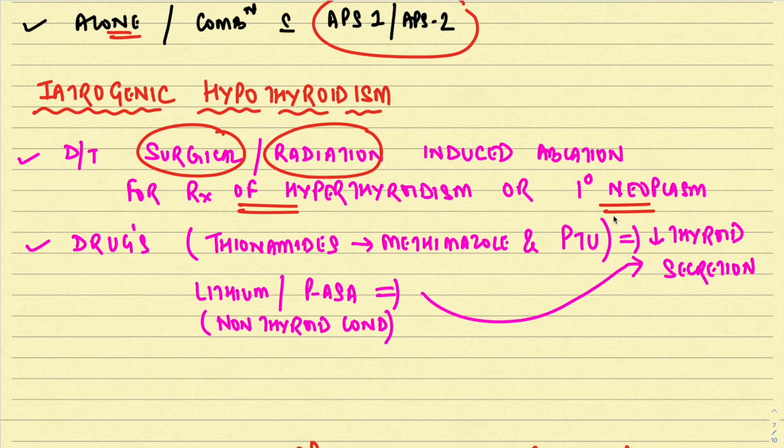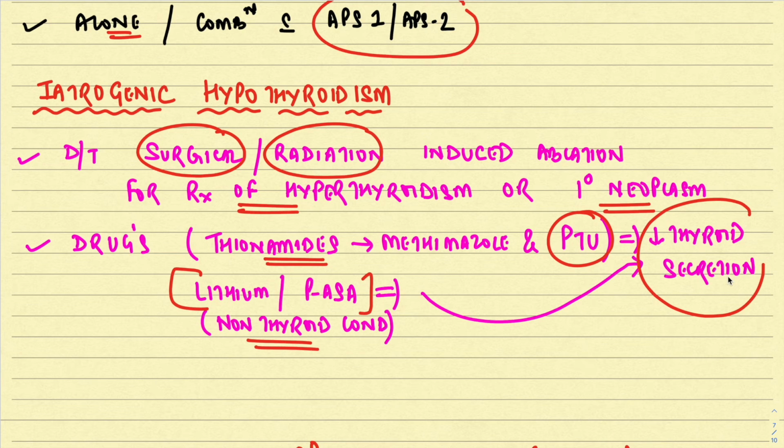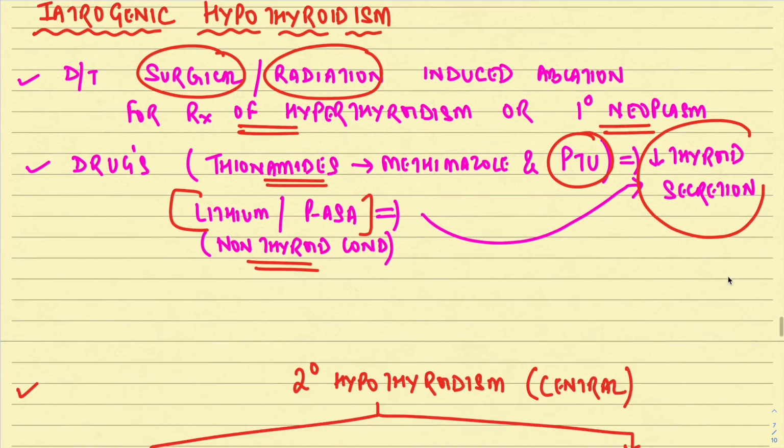Certain drugs also can cause hypothyroidism. Drugs that are used in the treatment of hyperthyroid conditions, for example, thionamides like methimazole and propylthiouracil, if used excessively, can cause iatrogenic hypothyroidism. Sometimes there are other drugs which are used in non-thyroid conditions like lithium and para-aminosalicylic acid. They can also lead to reduced thyroid secretion, leading to iatrogenic hypothyroidism.